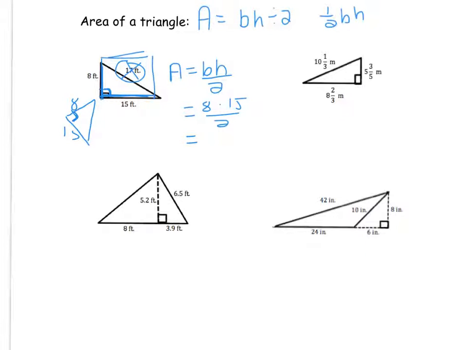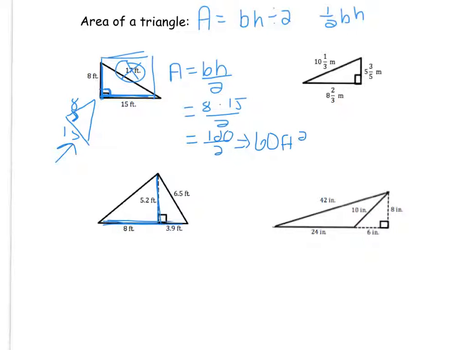8 times 15 is 120, divided by 2. So the area of this shape is 60 feet squared. Okay, so in all of these, the bottom is going to be my base. Again, it doesn't have to be; it can be turned, and you are going to have some like that.